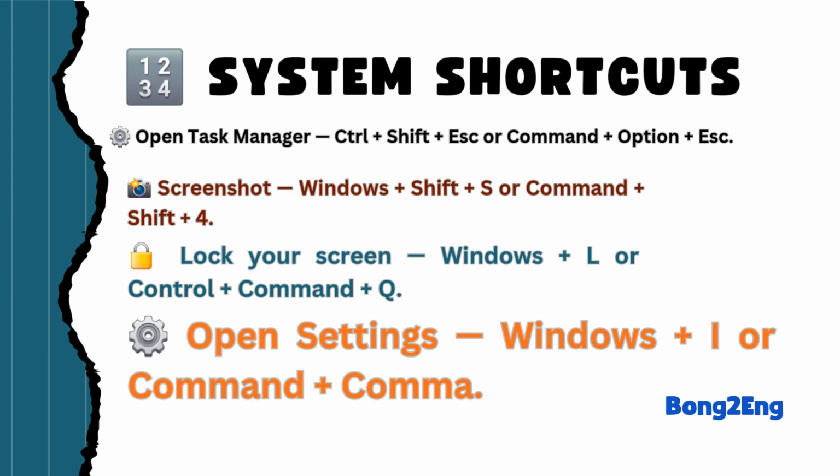Open Settings. Press Windows plus I on Windows or Command plus comma on Mac. This shortcut opens the settings menu, so you can change system options anytime.